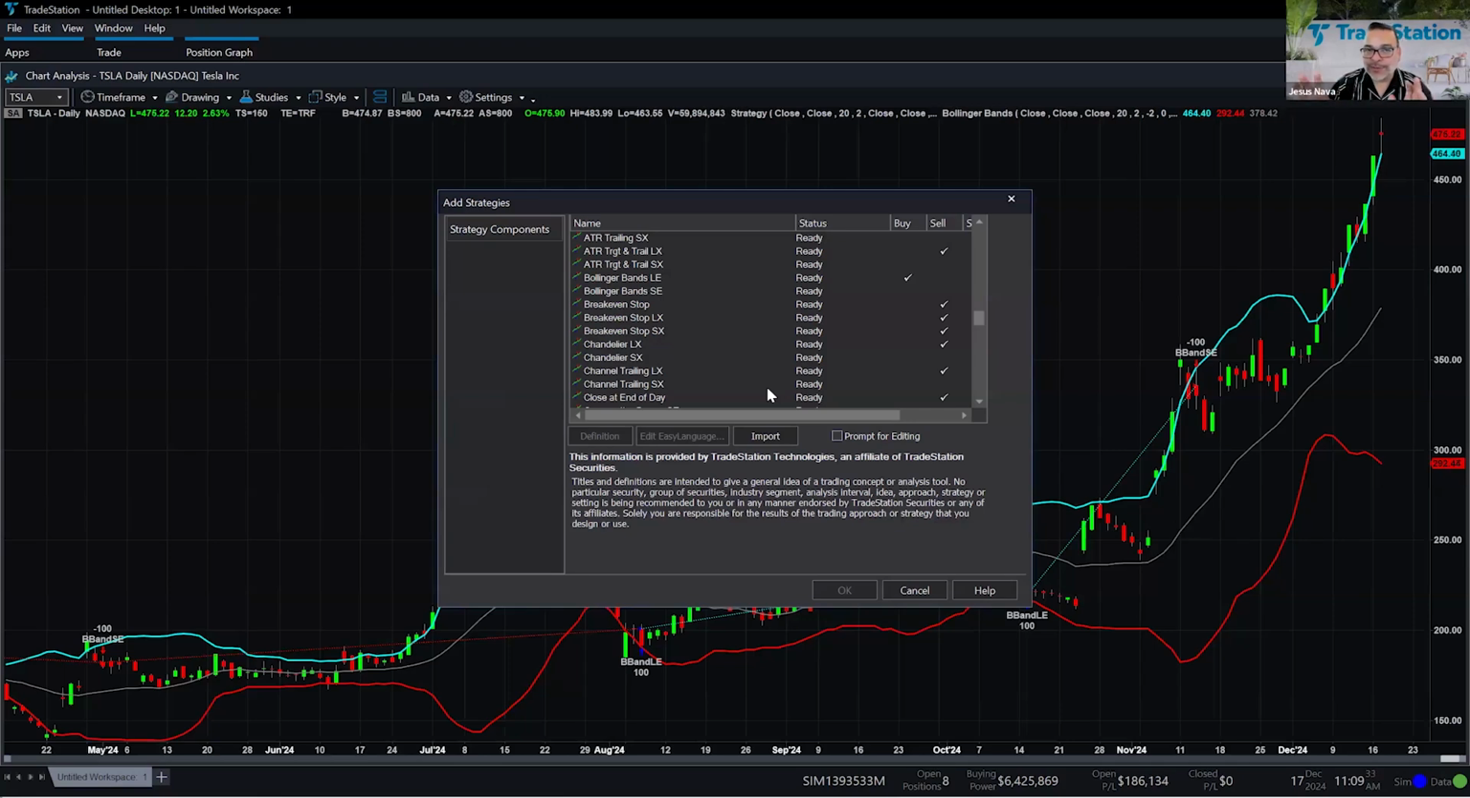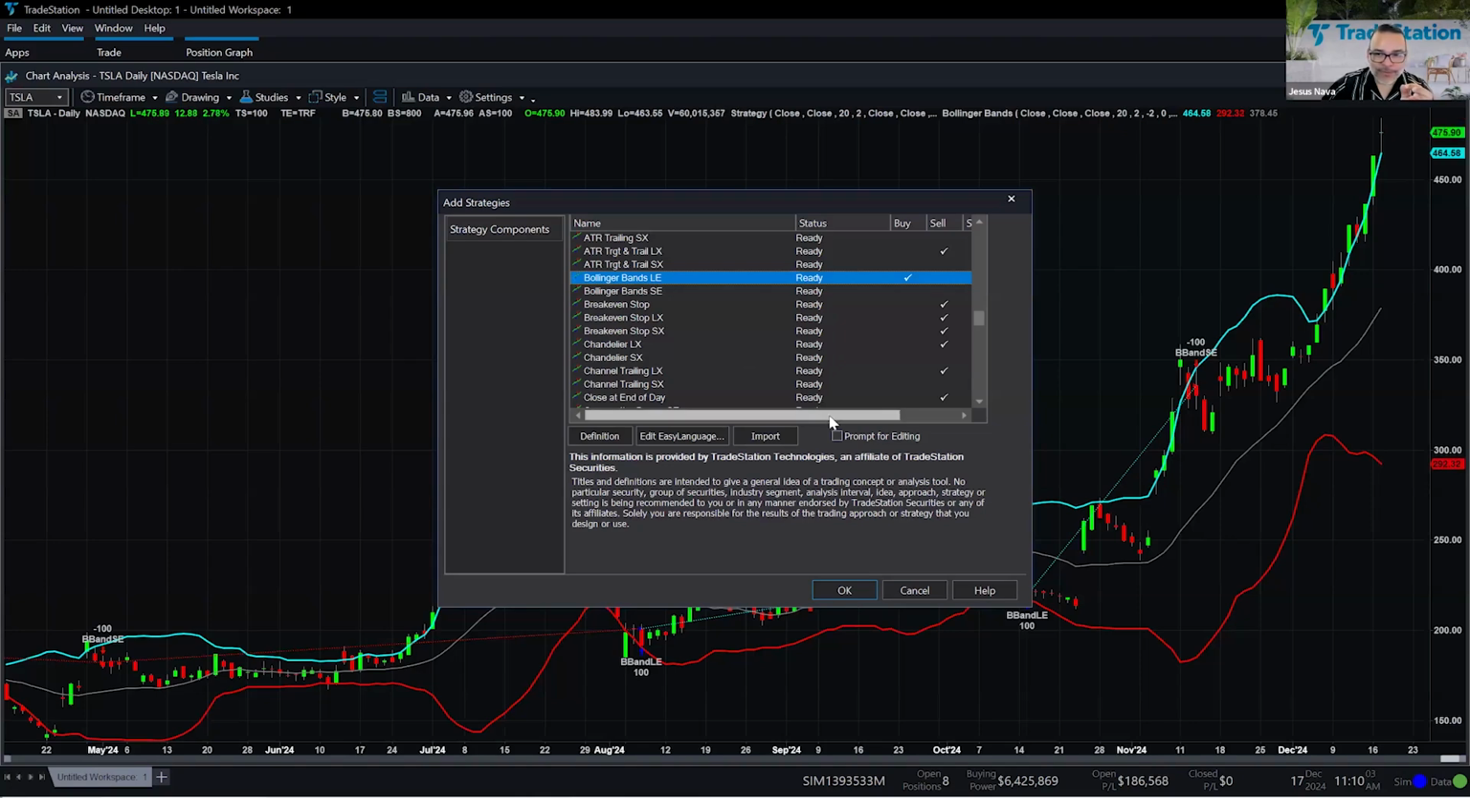However, we do provide you the tools that are necessary for you to do some very interesting testing. In this case, I added these 2 components, the Bollinger Band LE and the Bollinger Band SE. Every strategy component that you see inside the platform will have these 2 letters at the very end, which tell you what is the direction of the strategy. What does the strategy do? And from these letters, we can see that the Bollinger Band LE is a long entry.